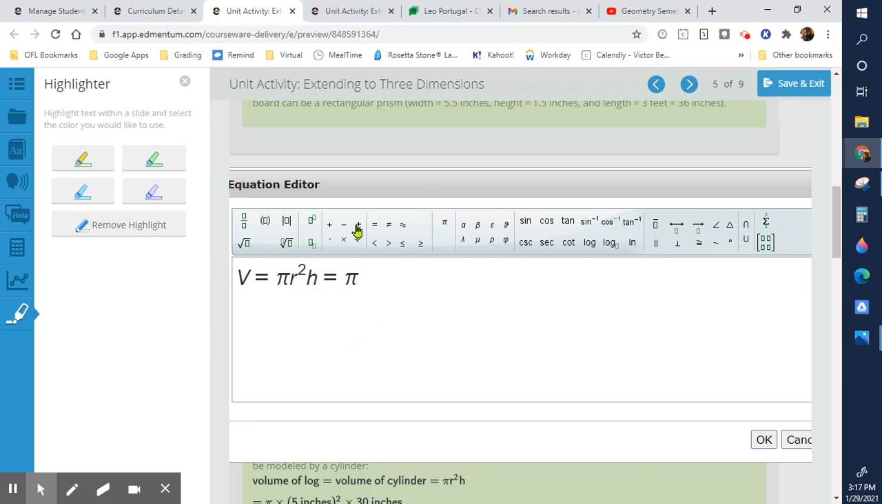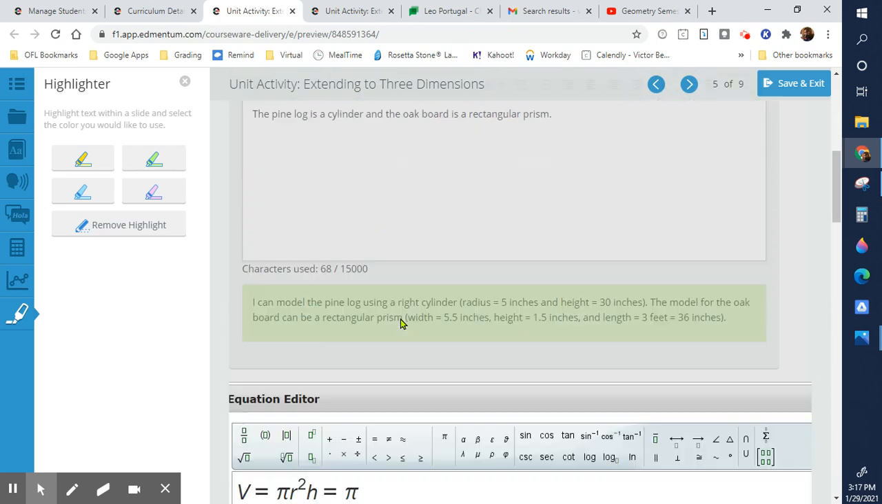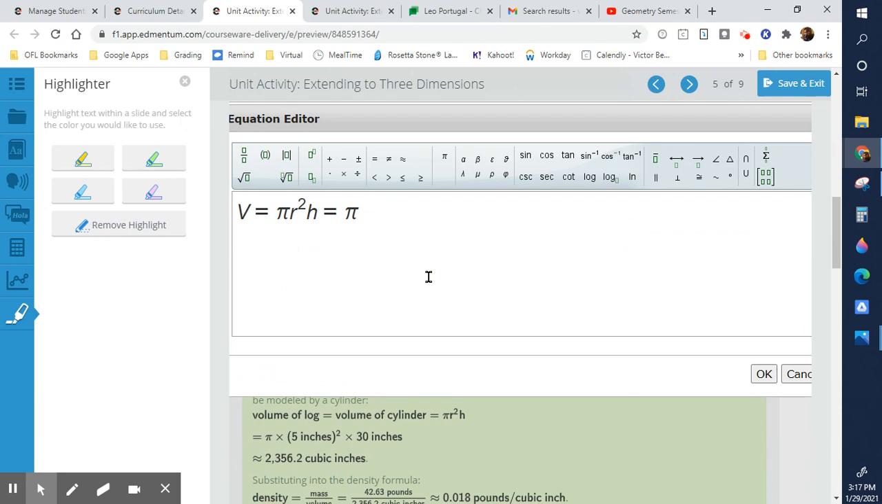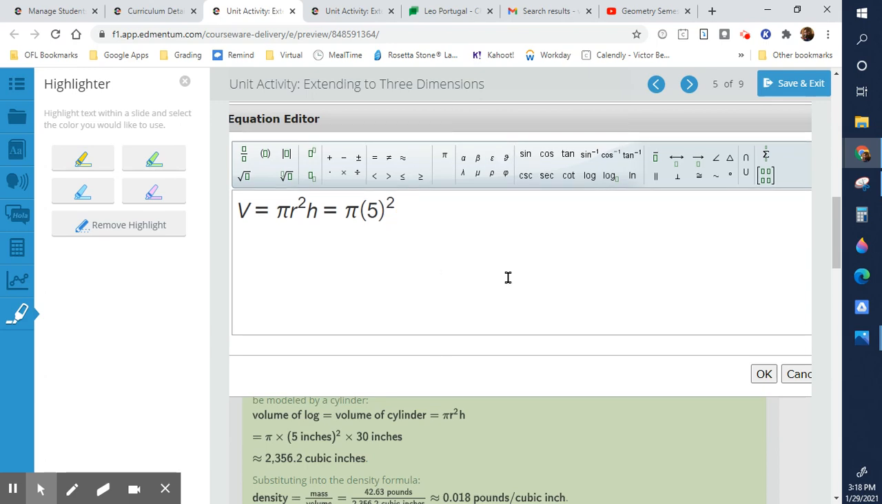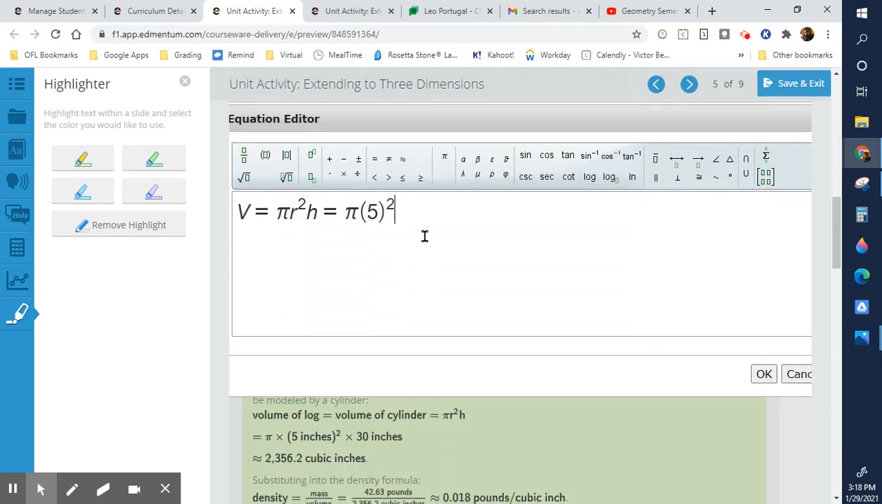pi. We're going to need our radius. Our radius is 5 inches. So 5 squared. And the height, I believe, was 30. Let me double check on that. If we look at this, it's going to be 30 inches.